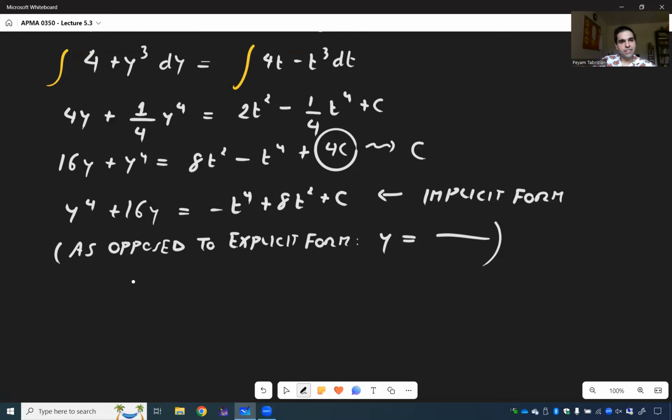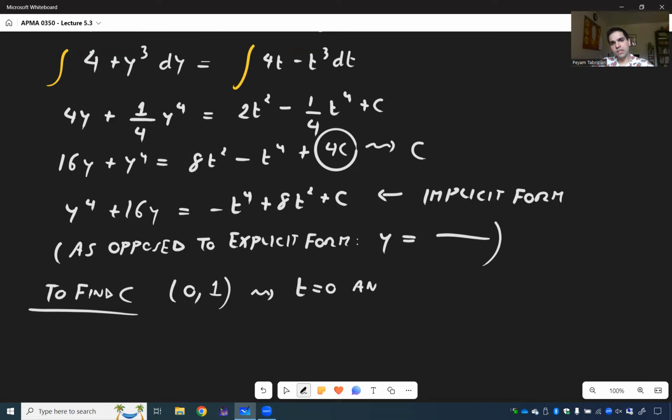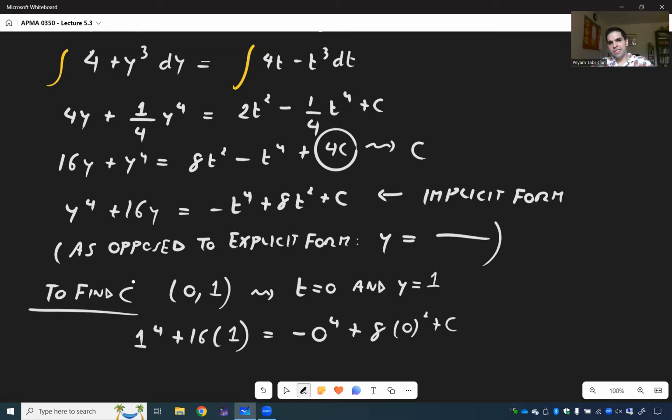So we still need to plug in c. To find c, remember I think we had the curve going through the point (0, 1), which meant t equals 0 and y equals 1. And then what we get is 1 to the 4th plus 16 times 1 equals minus 0 to the 4th plus 8 times 0 squared plus c, and then we eventually get c equals 17.